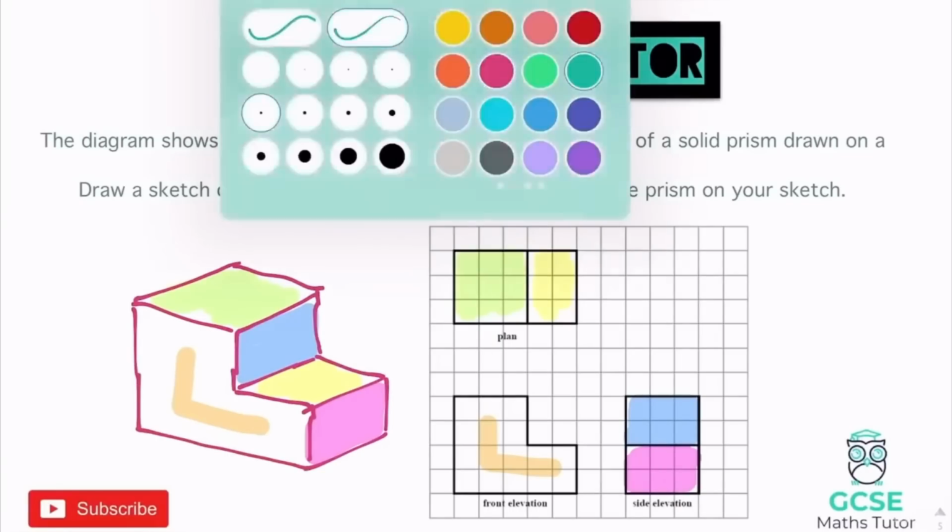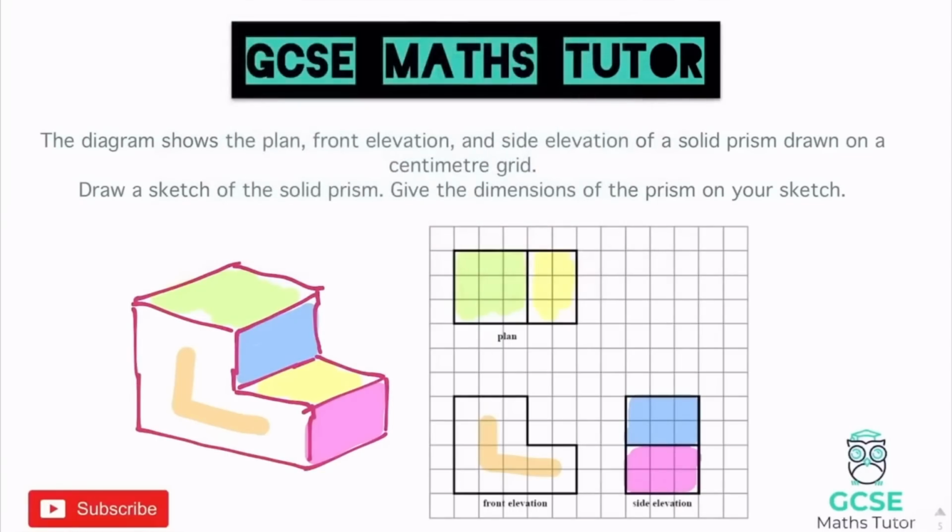Obviously it does say we need to add the dimensions on as well, so we just want to have a little look. So along the front here, that goes along 5, so I want to put 5 centimetres along here. And it goes up by 4, so we'll put that on the side there as well, 4 centimetres. Along the pink face there, we've got 3 along, so that's going to be 3 centimetres.